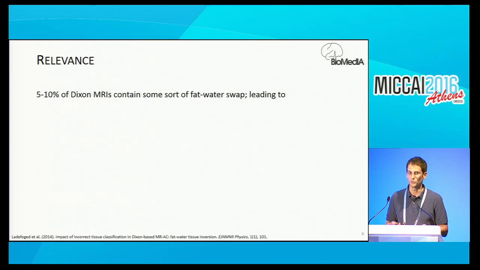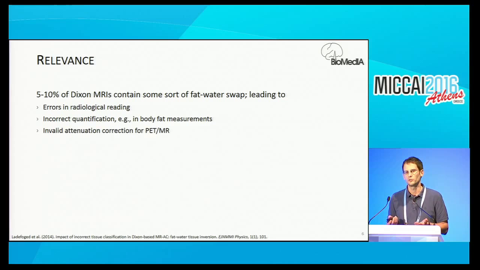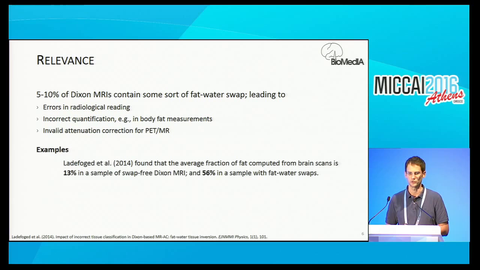Why is it important? It is estimated that between 5 and 10% of all Dixon MRIs that are acquired contain some sort of fat water swap, which can lead to errors in radiological reading. It can lead to incorrect quantifications, and it can also invalidate, for instance, attenuation correction in PET MR, where the Dixon sequence is often used to estimate attenuation coefficients from MR images.